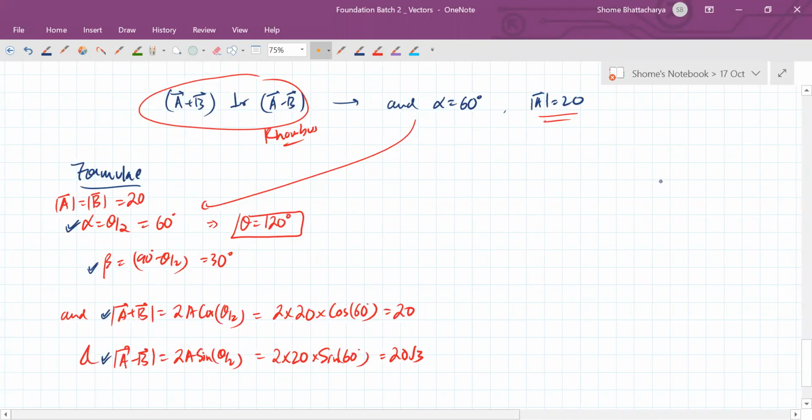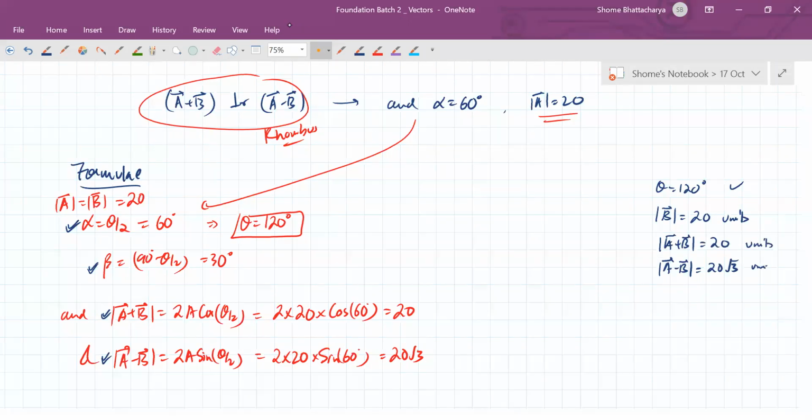So we are getting theta equal to 120 degrees, we are getting mod B is equal to 20 units, mod of A plus B is also 20 incidentally, and mod of A minus B is 20 root 3 units. These are the results that we are getting, and as you can see they are very simple results once you know which formula to apply.